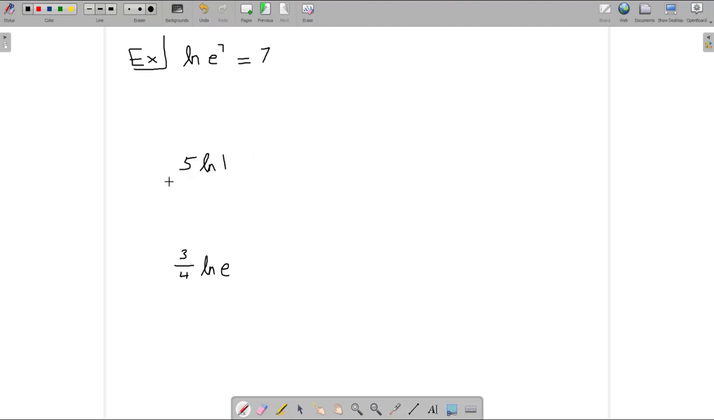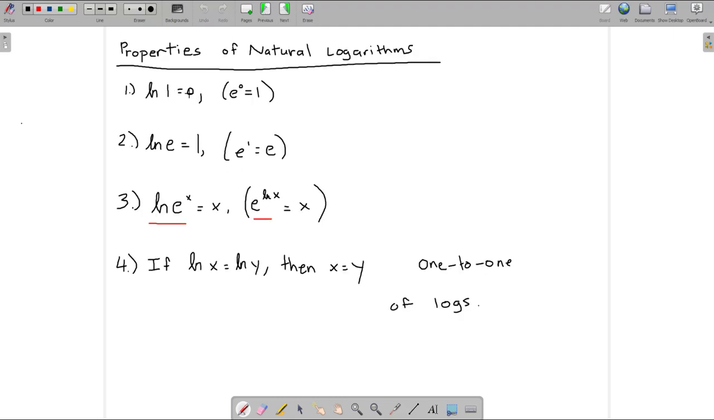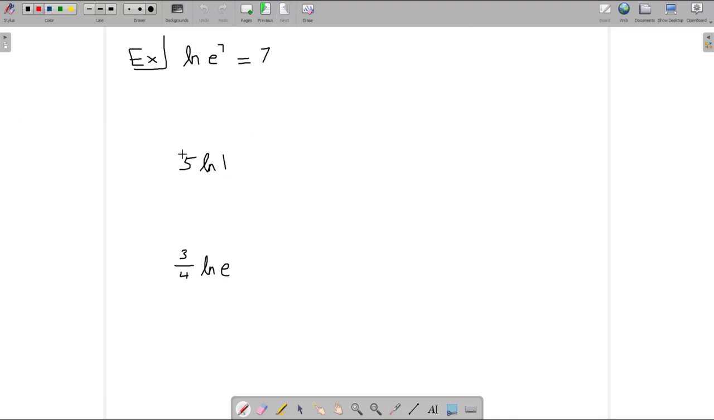Alright, let's go ahead and look at the second one here, 5 natural log of 1. So let's go back and take a look. Natural log of 1, using property 1 here, is 0, right? So that means that this part, natural log of 1, evaluates to 0. And then we're left with 5 times 0, which is just 0 still.